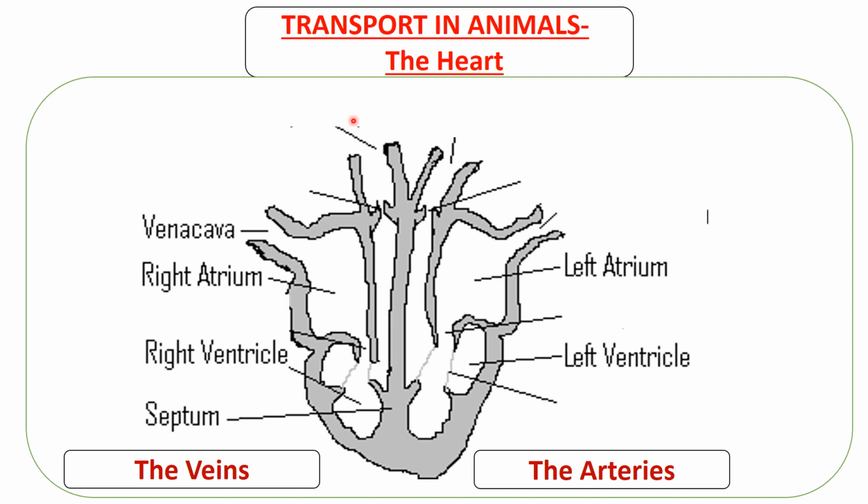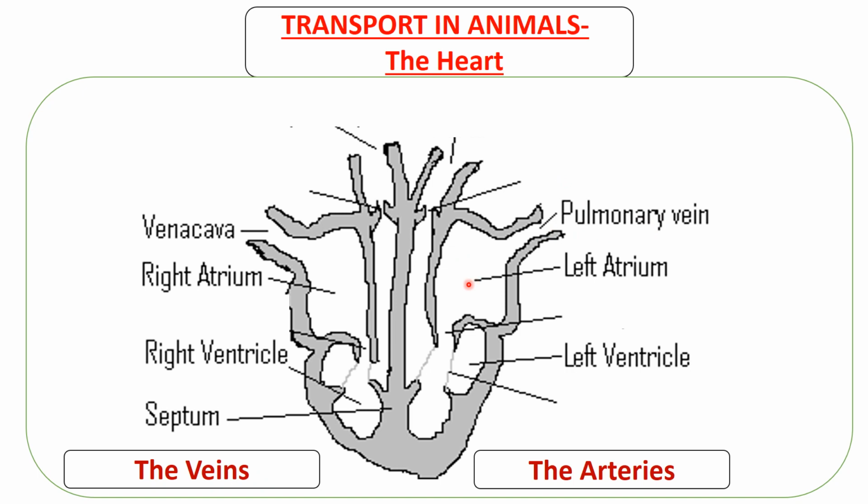So this is the artery. The arteries are the ones that take blood away from the heart. The veins are the ones that bring blood to the heart. So the vena cava brings blood from the rest of the body to the right atrium. The other type of vein is called the pulmonary vein. This pulmonary vein brings blood from the lungs to the left atrium.